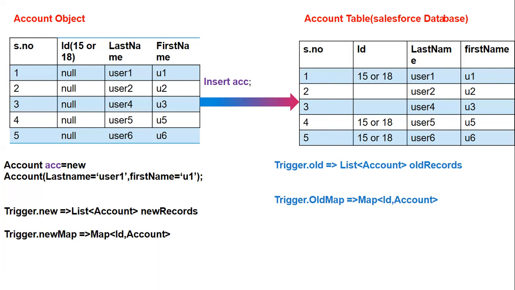Trigger.oldMap is simply a map of ID and account. This map collection contains the ID of the particular account. Previously, they didn't have any ID before the DML operation. Everything is fine up to now.